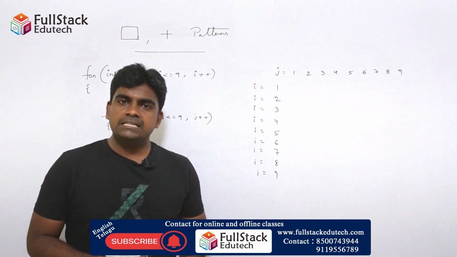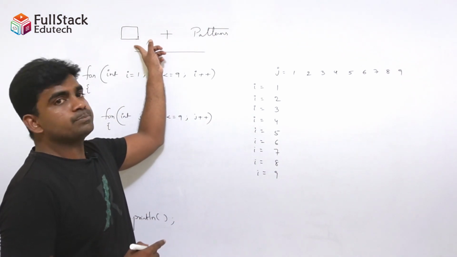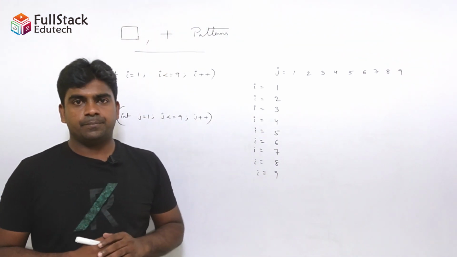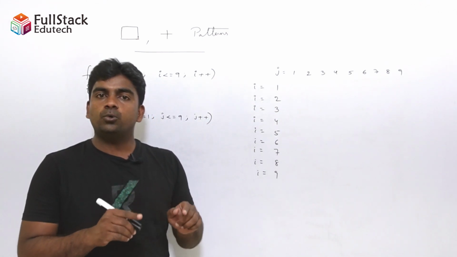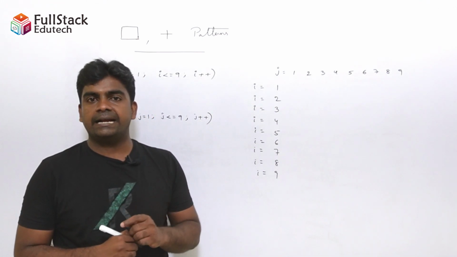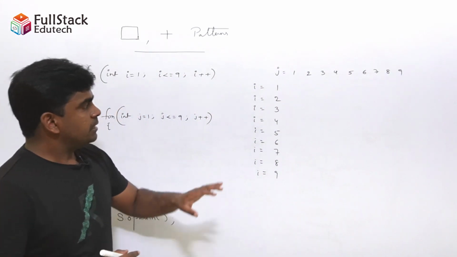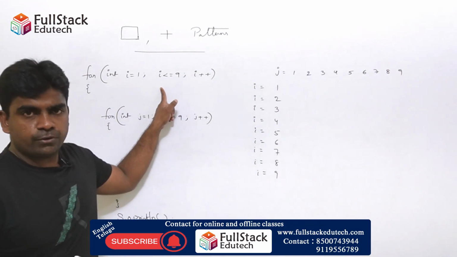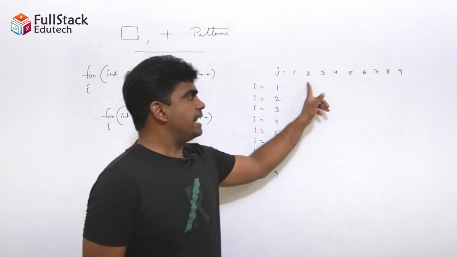Hi everyone. So in this video I am going to explain how to display the box pattern and plus pattern. See, how can we display the information in two-dimensional format in rows and columns. In the last pattern video I have explained clearly. Outer loop is representing the number of rows. Here I am taking 9 rows, and inner loop is representing the number of columns.